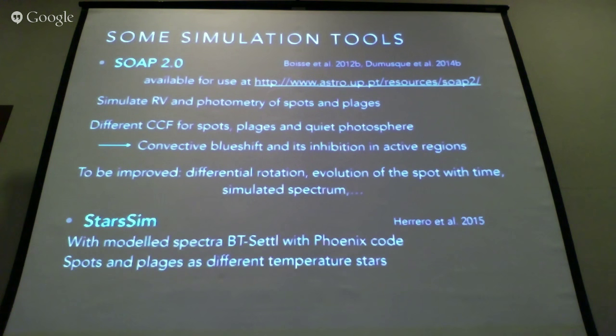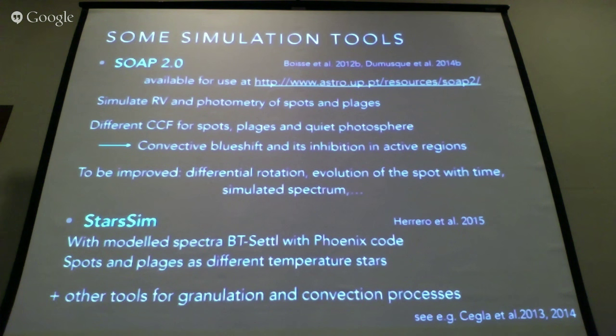We have also the StarSim code. It is going to also use the stars on a grid, and they use model spectra with a data set to make this tool. And for that, they model spots and plages with different temperature stars. And we have also other tools for correlation and convection processes.